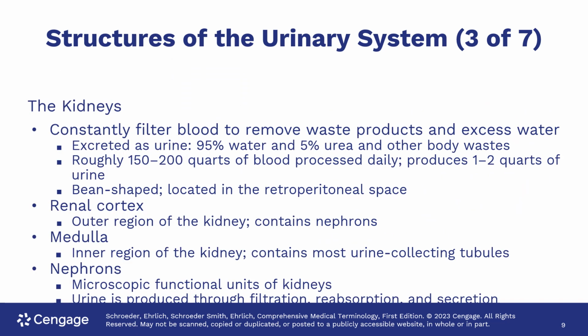The kidneys filter blood and remove waste and water. Processes almost 200 quarts of blood a day, producing almost 2 quarts of urine. It's located in the retroperitoneal space. The cortex is the outer portion of the kidneys and contains the nephrons. Nephrons are the functional units of the kidneys. The medulla is the inner portion of the kidneys and contains the tubules.